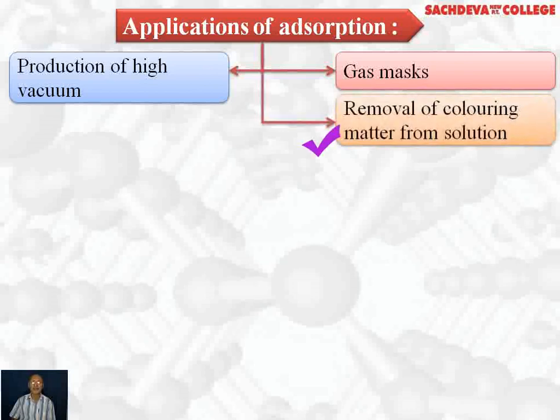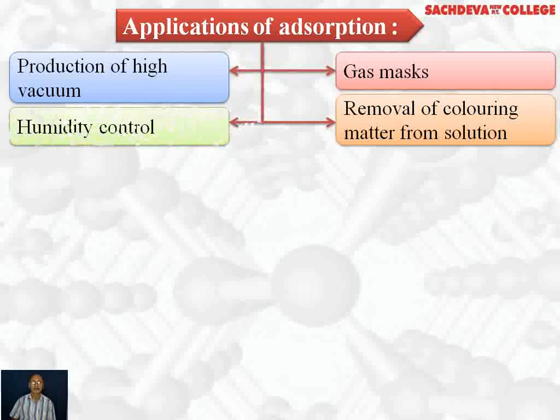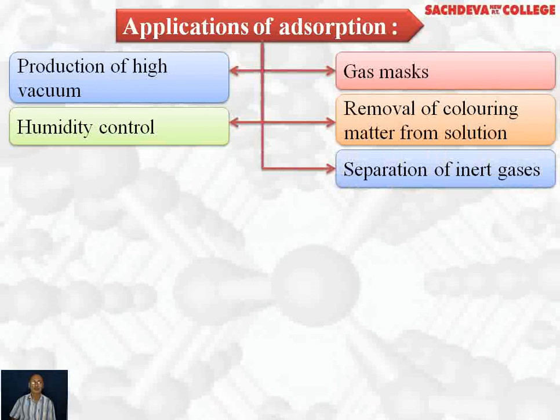Removal of coloring matter from solution. The colored substance, if you heat it with charcoal powder, particularly animal charcoal, it will absorb the undesirable color from the solution and you will get pure substance. Humidity control. Humidity control can also be done by adsorption. For example, silica gel will adsorb water vapor and decrease humidity.